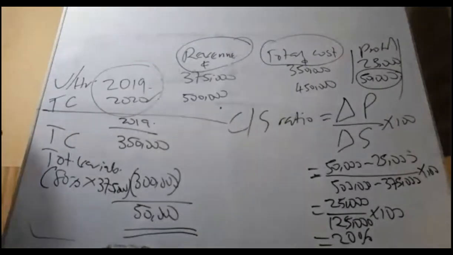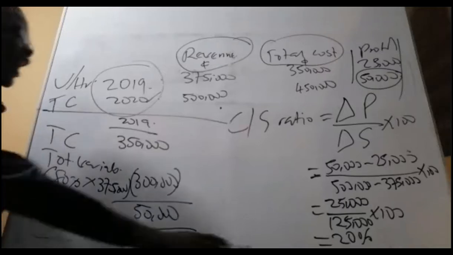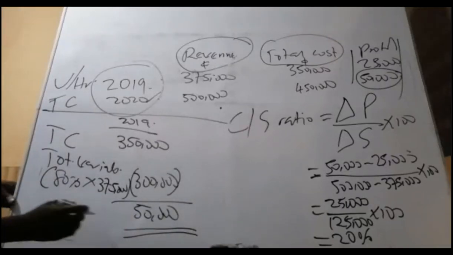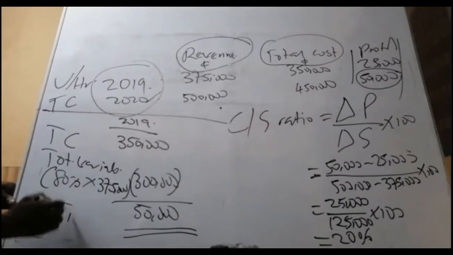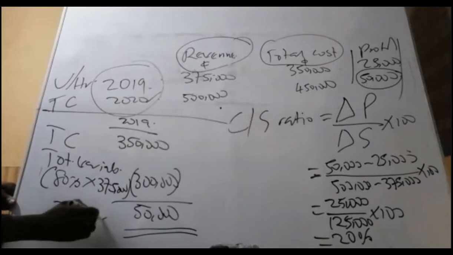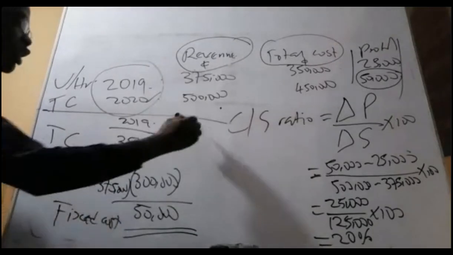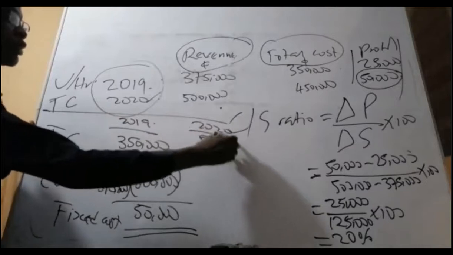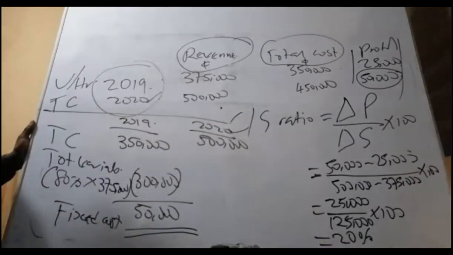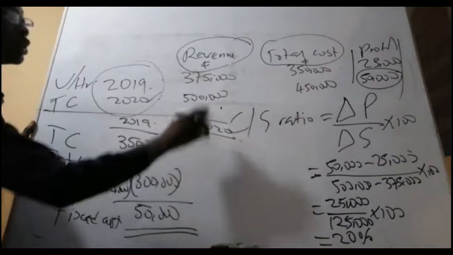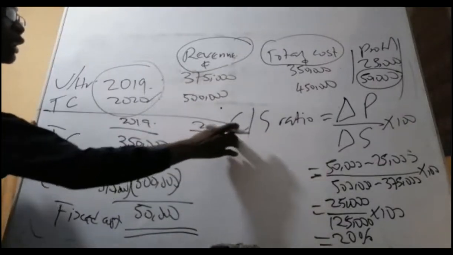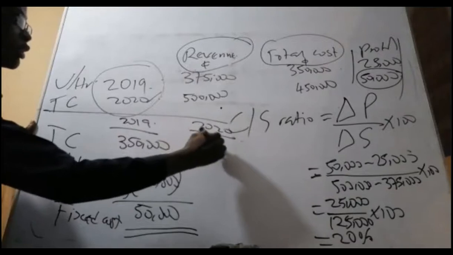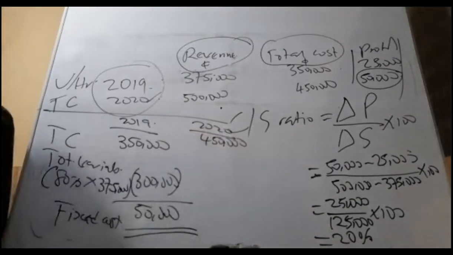Before you get the actual answer, you have to pass through some steps. It's not straightforward. So here, this is the fixed cost. Second, let's assume you're using 2020. What's the total sales? 500. Sorry, total fixed cost. The total cost is 450, right? So total cost is 450.